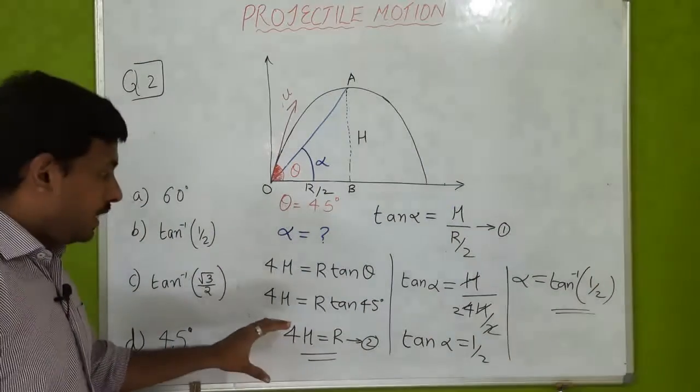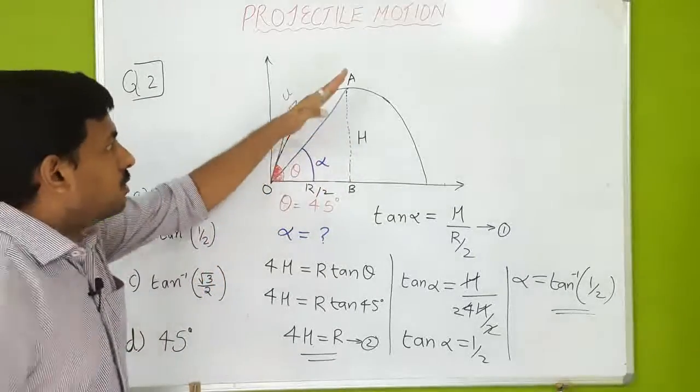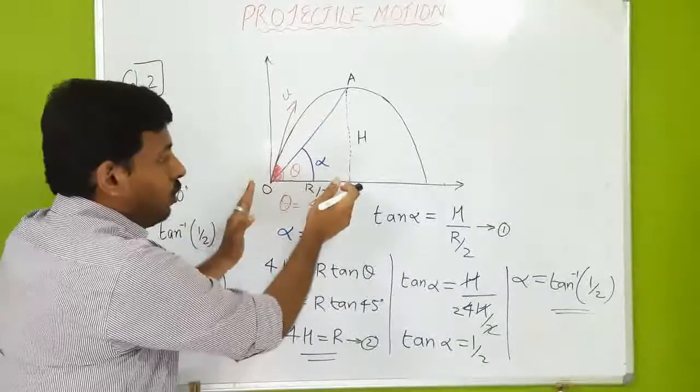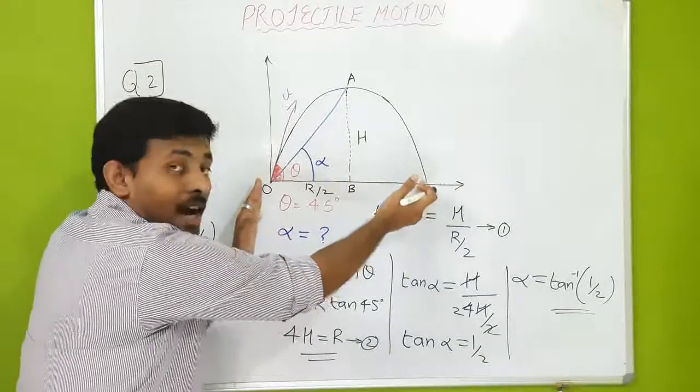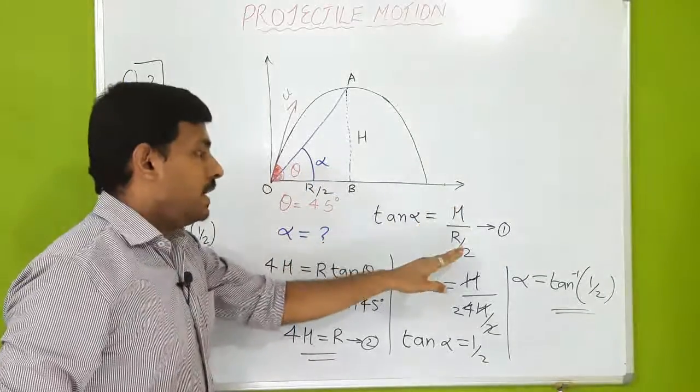So we substitute what we did. We write from this triangle tan alpha is equal to h divided by r by 2. Why is OB r by 2? Because OB is the half of the range, that is r by 2. Therefore tan alpha is equal to h by r by 2.